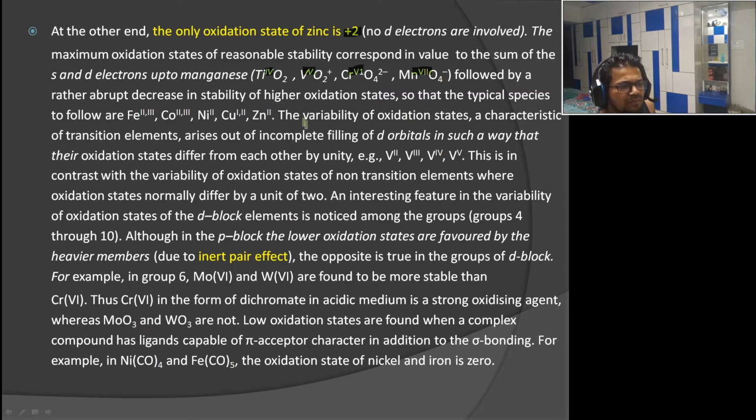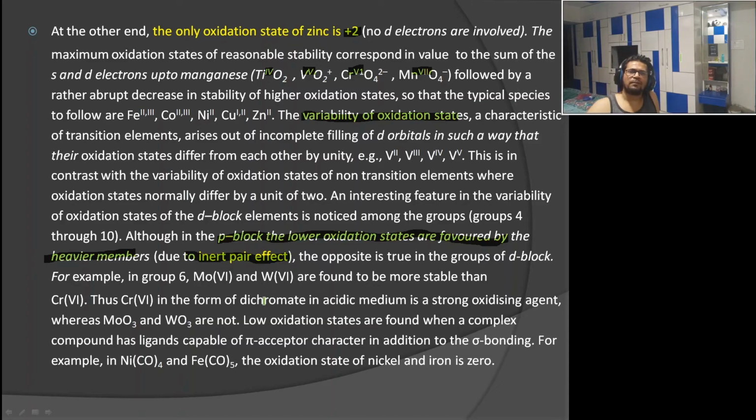Now it says the variability of oxidation state, a characteristic of transition elements, arises again from the same part. It depends on the different orbitals which are involved, and it will also depend upon the stability rule. Now look at this. An interesting feature in the variability of oxidation state of the d block is noticed among the groups, that is group 4 to 10. Although in the p block, the lower oxidation states are favored by the heavier members, right? This we have discussed in the p block. If anybody remembers the inert pair effect, remember, no?